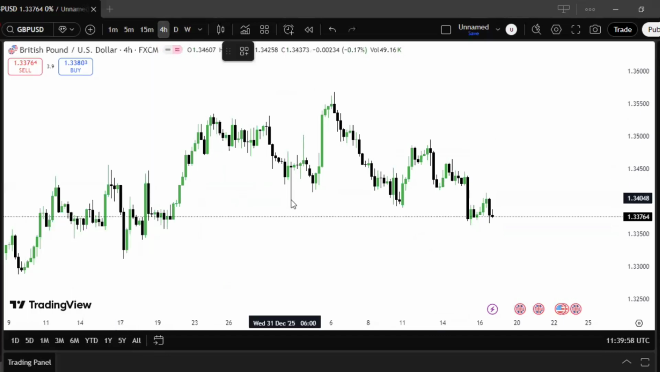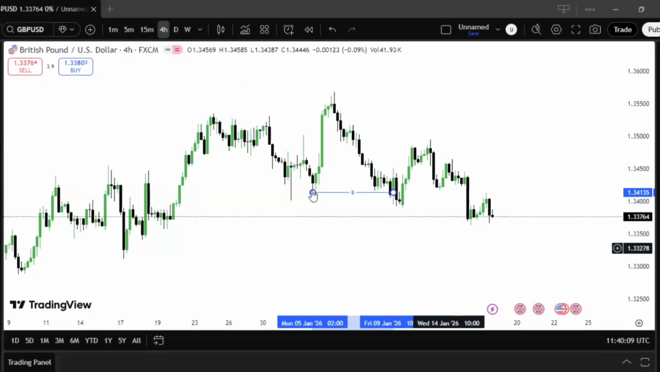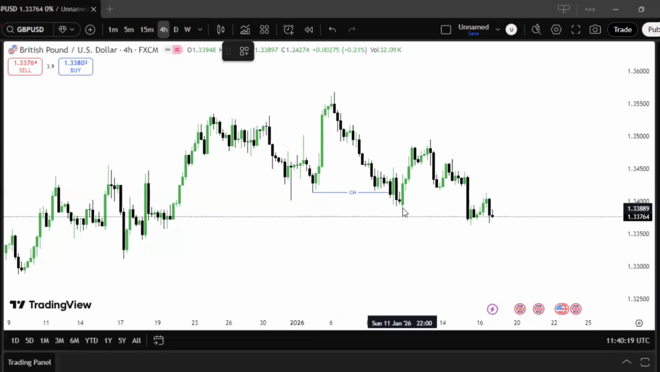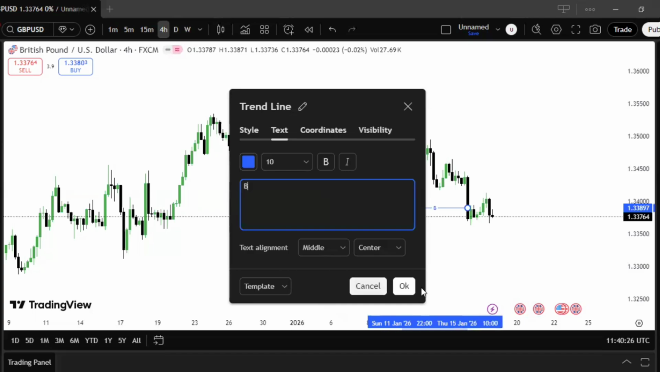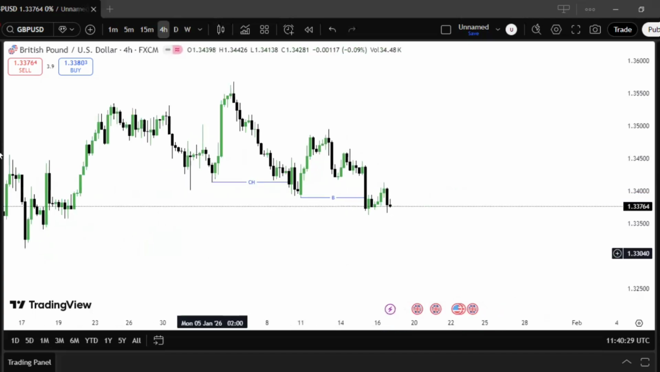So let's see what's happening on 4 hours. Sorry, I marked the wrong low point. So this low point here, and as you can see, now it's what? So here I'm putting CH, which is what? Change of character. Market was bullish, now it's bearish. Then here we made a BOS. By BOS, it means what? Break of structure. Simple, guys. Don't have to complicate things.